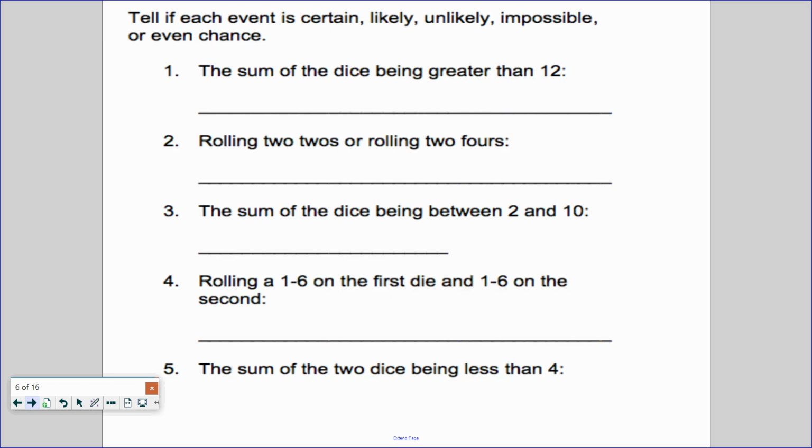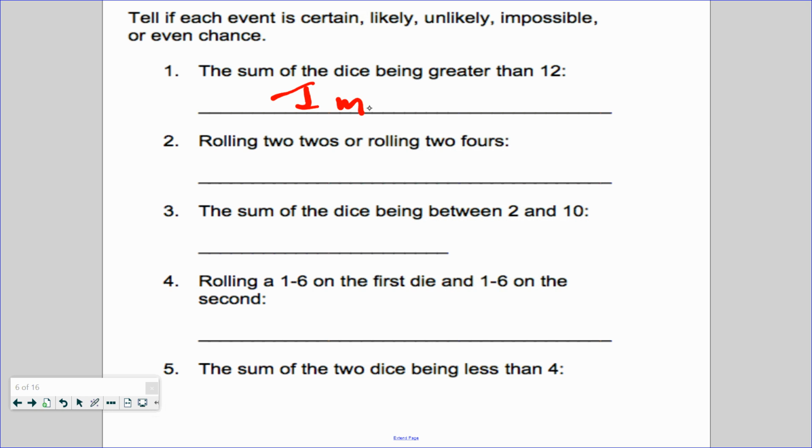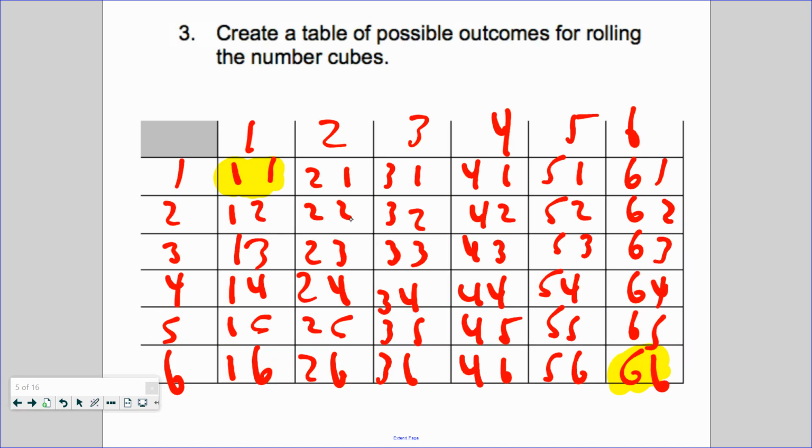So to tell if each is certain, likely, unlikely, or impossible: the sum of rolling the dice greater than 12. Can I even get greater than 12 if I roll 2 dice? That is going to be impossible. Rolling 2 2s or rolling 4 4s. Let's look at our table. 2 2s right here and 4 4s. That is unlikely compared to all of that.